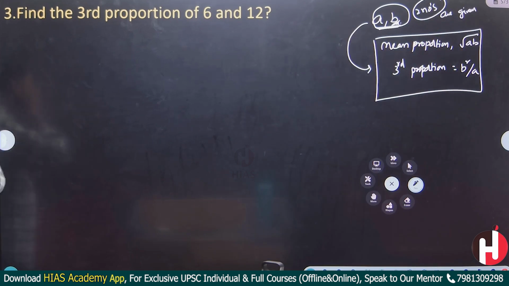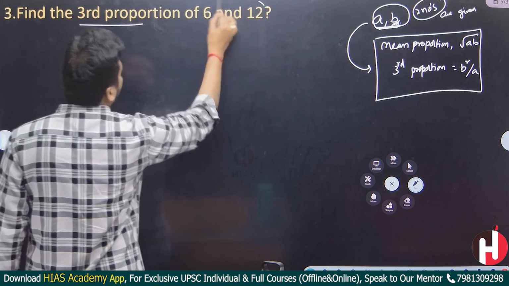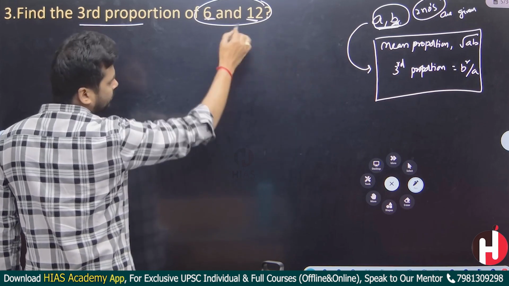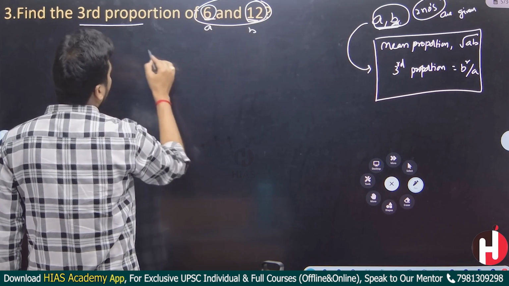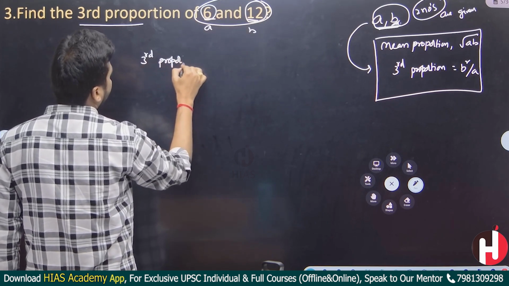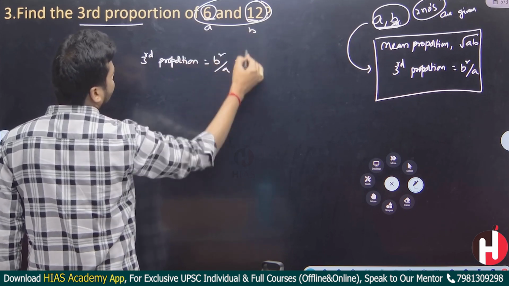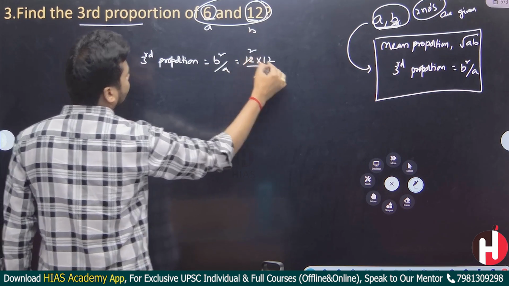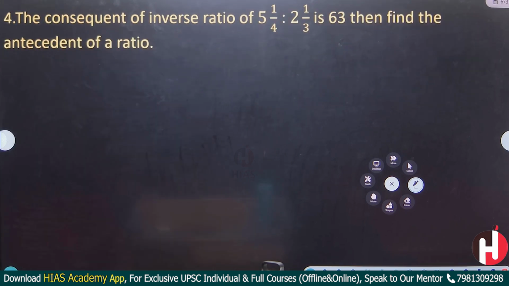Okay, now tell me the answer for this. Third proportion of 6 and 12. Two numbers. So how do you find out the third proportion? Suppose you take the first number as A, second number is B. The third proportion means B square by A, right? B square by A means, what is B square? 12 into 12 divided by 6. 6 2s are 12, into 2 is what? 24.